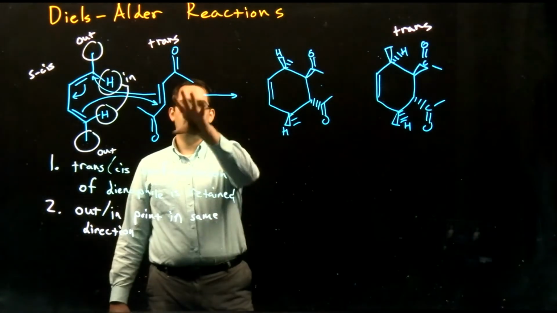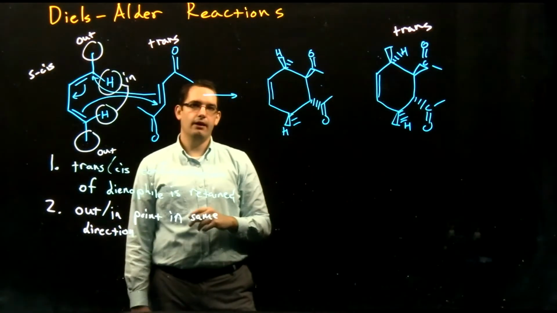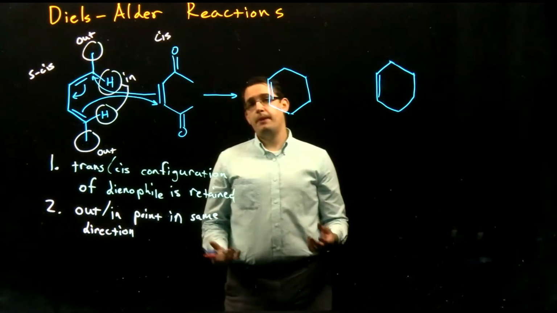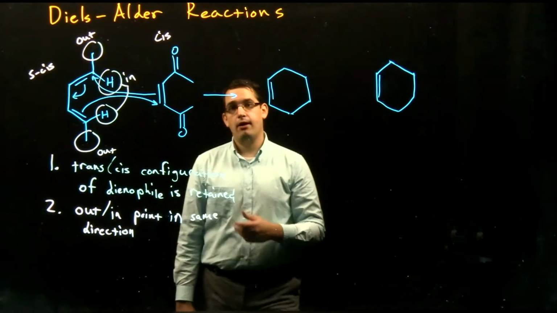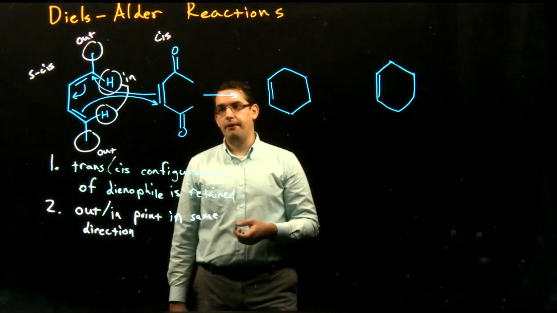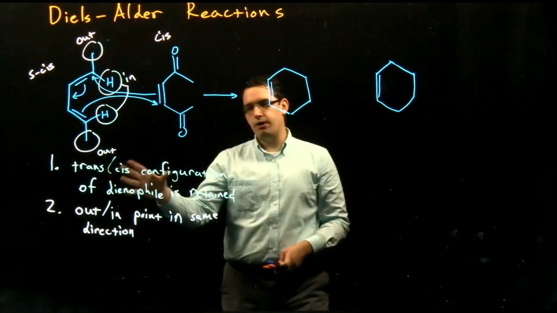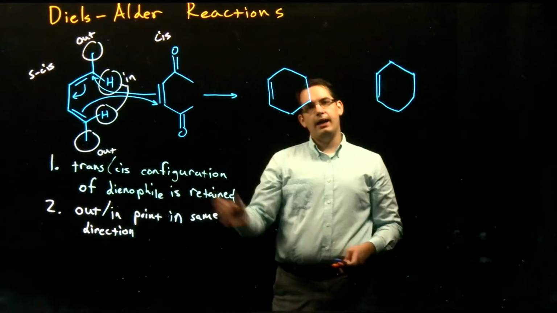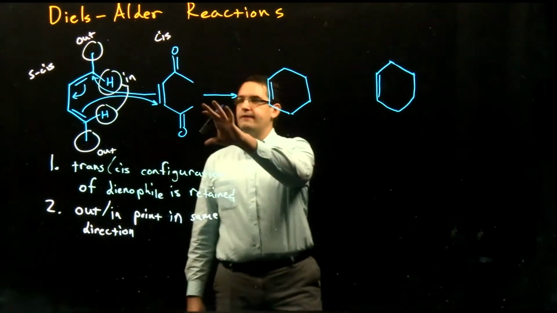And of course, for our dienophile, it's always going to be trans, regardless of what our diene is doing. Consider another possible scenario where both of our groups on our dienophile are cis relative to each other. So we have our cis diastereomer. Again, following our first rule, if we start cis, we're going to end up cis in our product.